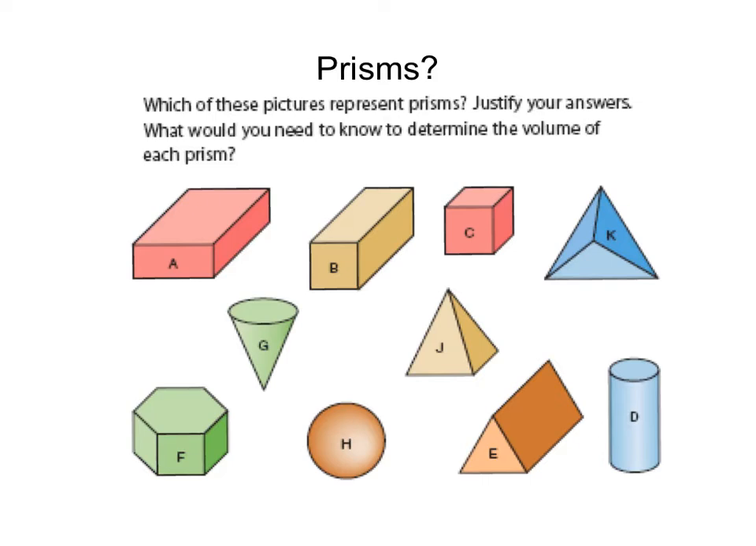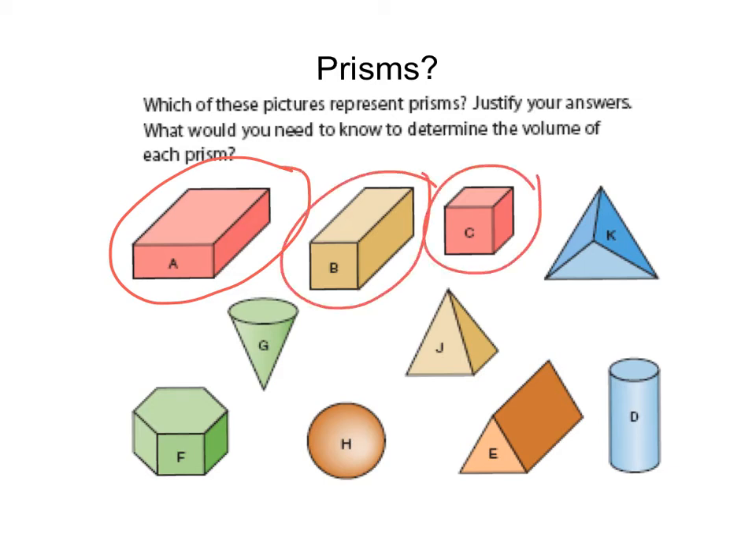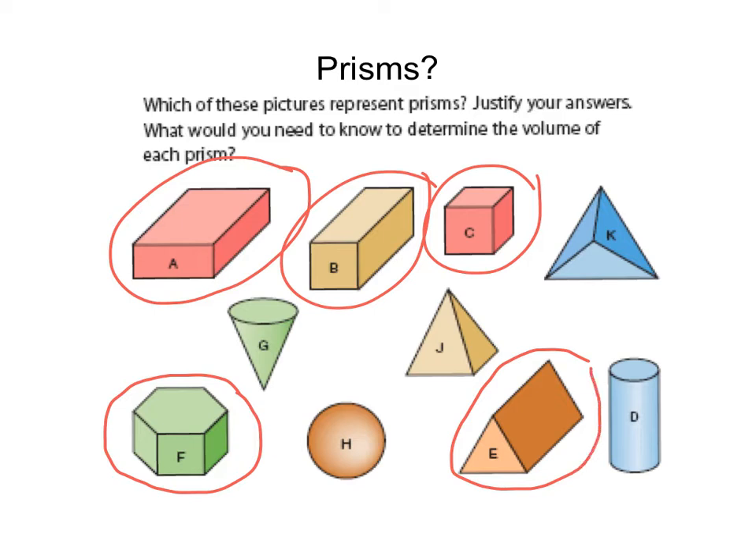So the ones that are prisms are the ones that have flat tops and bottoms. So this is a rectangular prism. So's that one. So's that one. This one over here is a hexagon-based prism. This one is a triangular-based prism. If we were to turn that over so that this part that has the E is the bottom, you'd see that that has a flat top and a flat bottom. And the cylinder is also a type of prism because it has a flat top and a flat bottom.